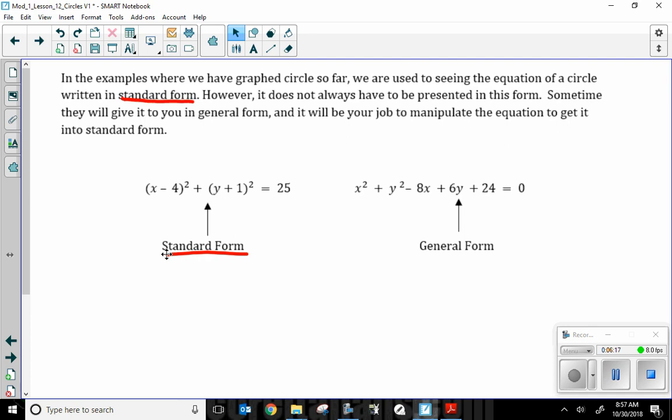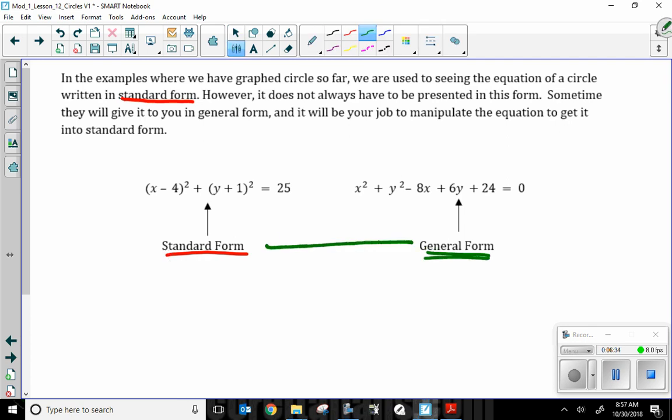Sometimes they will give it to you in general form, and it will be your job to manipulate the equation to get it into standard form. I've seen this happen once, maybe twice, where you have to complete the square to get the general form into standard form. And it's really not that bad. If you're good at completing the square, this will be fine. If you're not, this is extra practice, and you need to get good at it.